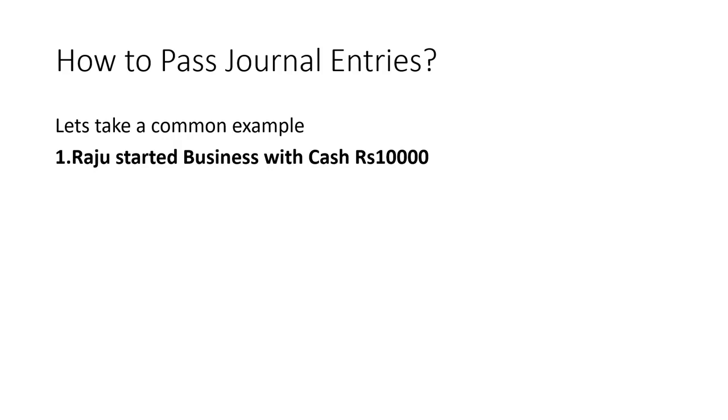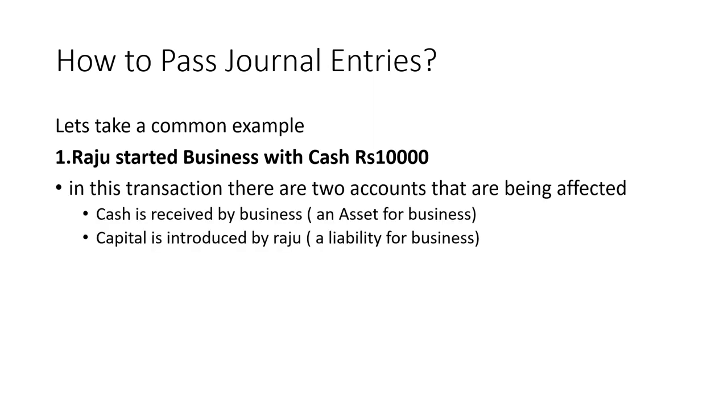Business and owner can enter into some contract. So here what is happening, Raju is giving money to the business, and business is receiving the money. So you can see there are 2 people here. In this transaction there are 2 accounts that are being affected. You have to analyze it like this. What is happening in this transaction? First is cash is received by the business. So cash is received by the business. What is cash? It's an asset for the business.